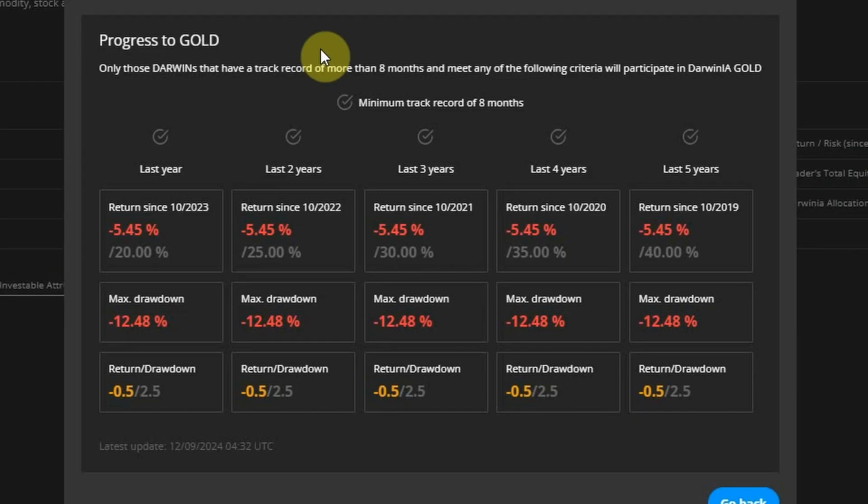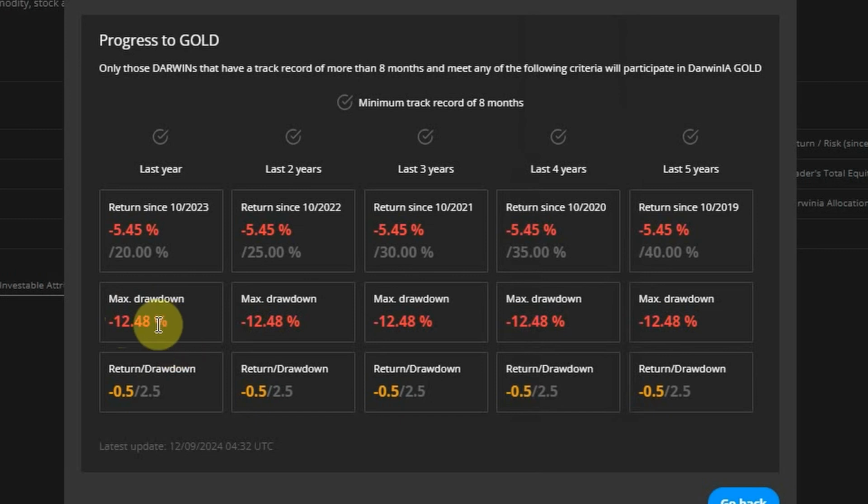So once you get your stock code, you're participating in the silver program, and you want to get to gold because there's more funding available. That means that within a minimum track record of 8 months, you're going to want to get to about 20% return, and then you're going to need to also earn 2.5 times your max drawdown. So you can see here mine's negative 0.5 and I'm at negative 5%. I actually need to get to 31.2% return before I'm eligible for the gold allocations or the gold program, because that would be 2.5 times my max drawdown, as long as my max drawdown doesn't increase from this level.